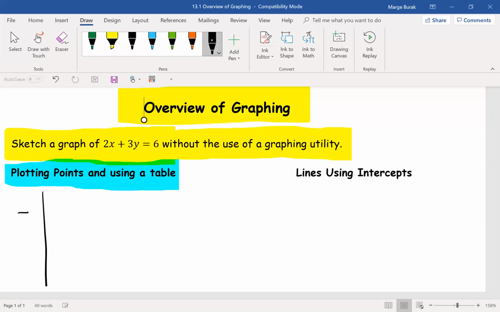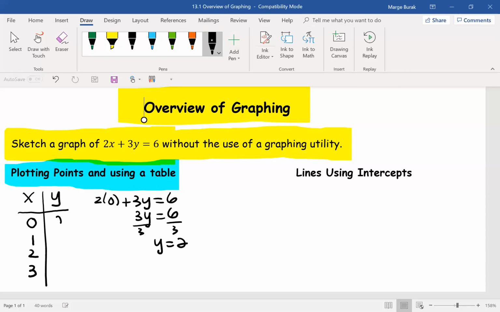Okay, so let's try that. So here we go. Let's just say we have an x and we have a y. You can pick 0, 1, 2, 3, 4, or you can pick -1, whatever you want. This is really up to you. So I'm going to go ahead and pick 0, 1, 2, 3. And then you just plug in 0. So it'd be 2 times 0, where the x is. So 0 plus 3y is 3y, and divide by 3.